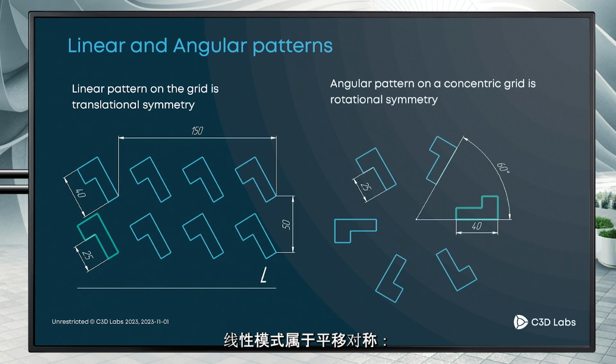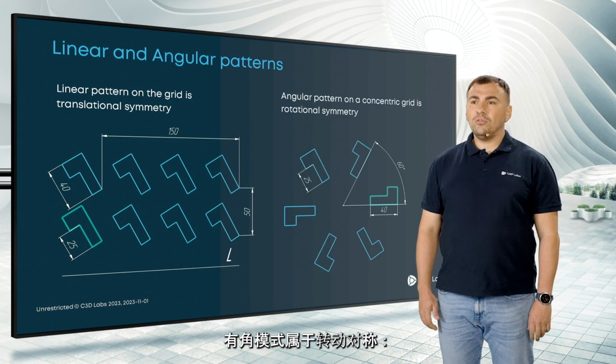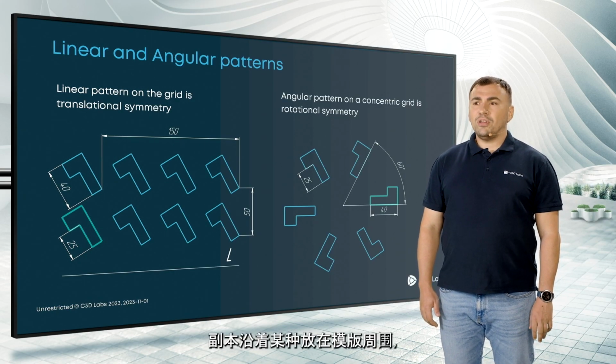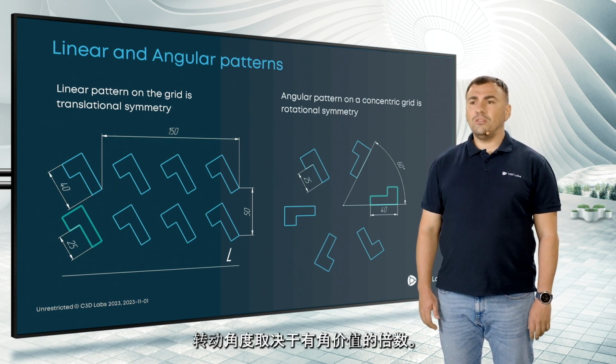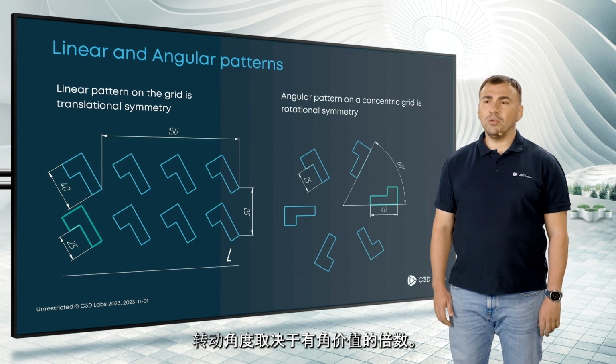A linear pattern is a kind of translational symmetry, when copies are placed relative to the sample along some straight line at distances that are multiples of some step. While an angular pattern is a kind of rotational symmetry, when copies are placed relative to the sample by rotating around some center at angles that are multiples of some angular step.